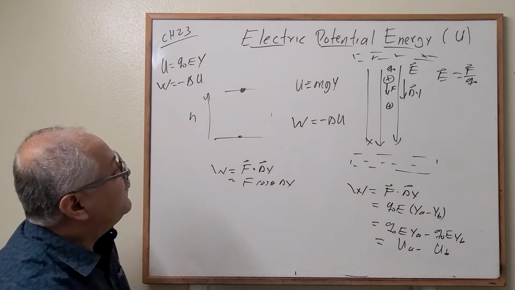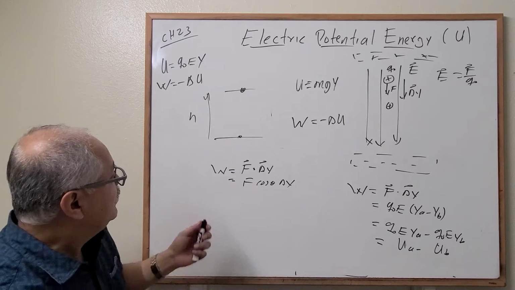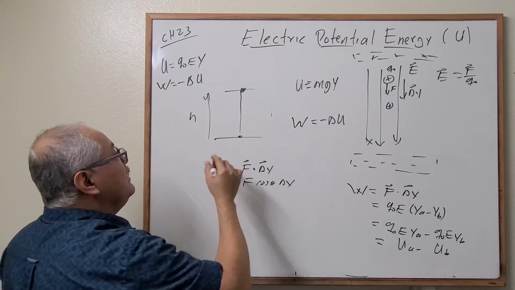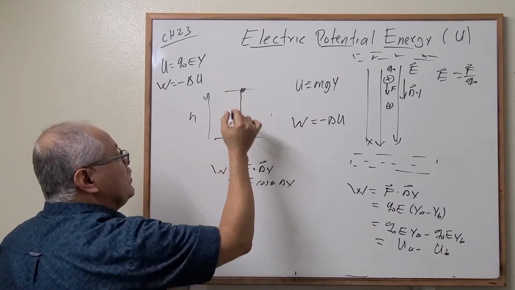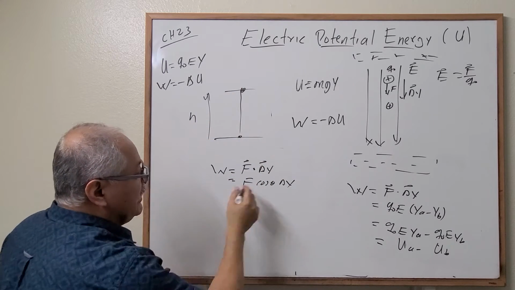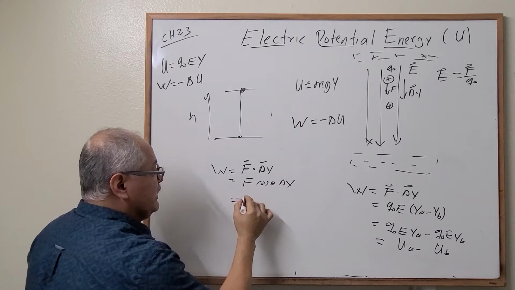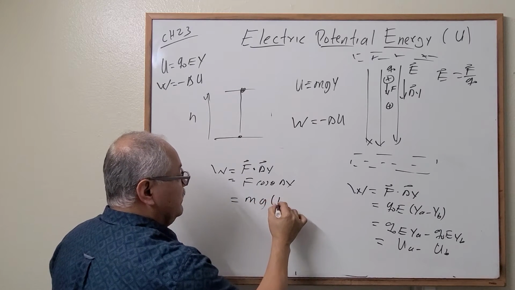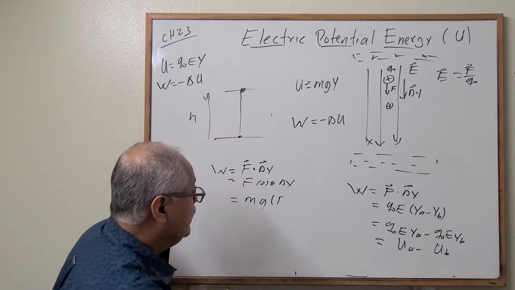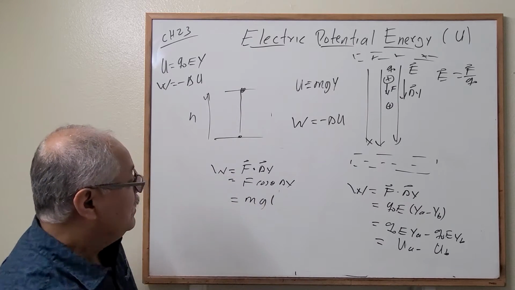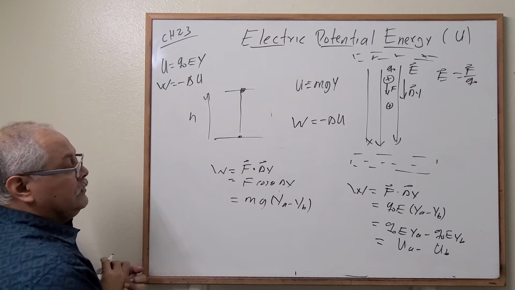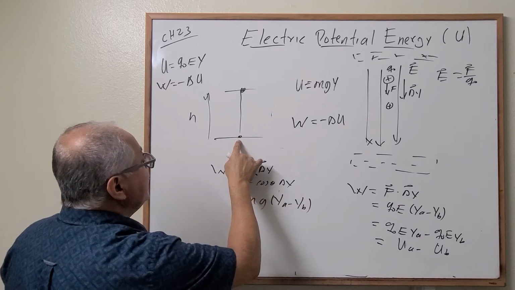Now, what should be the work done? One more time, taking this path, this is h. This is going to be the initial position, and this is the final position. That's the force, correct? So it's equal to what? mg. One more time, it's going to be YA minus YB, correct?